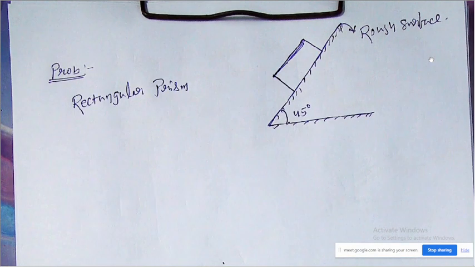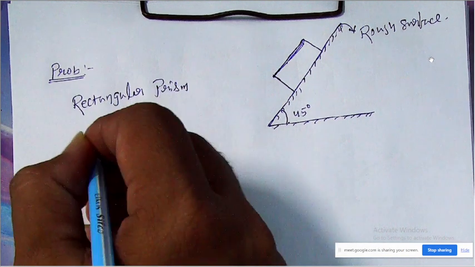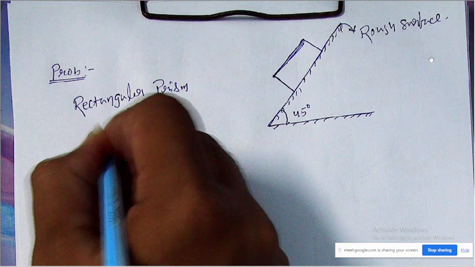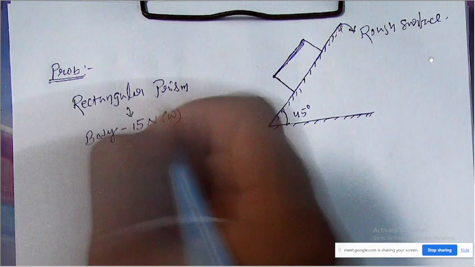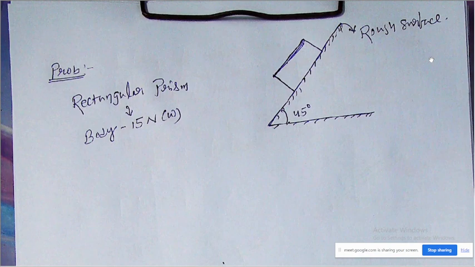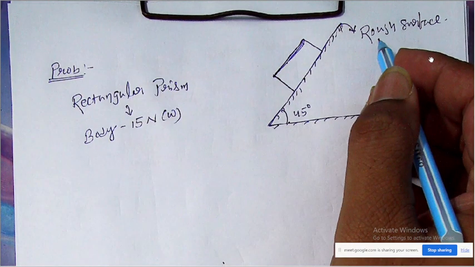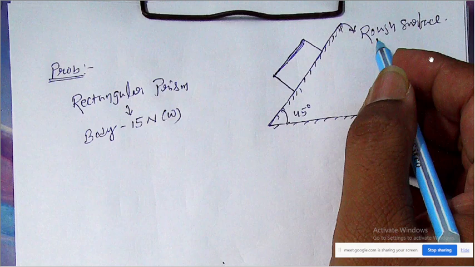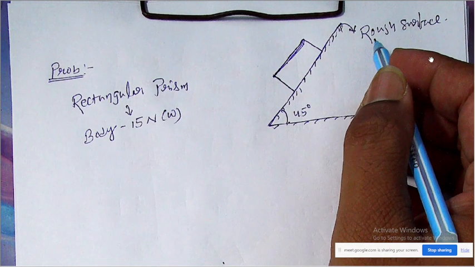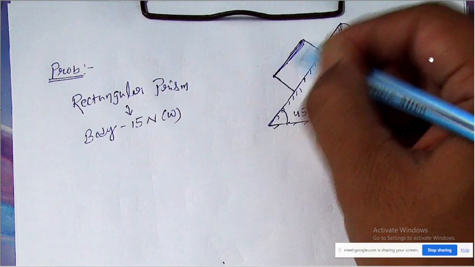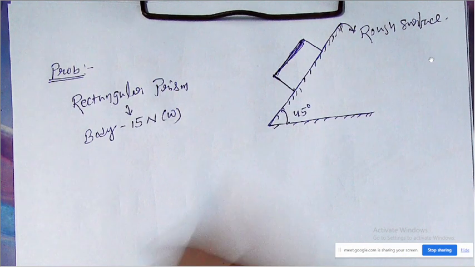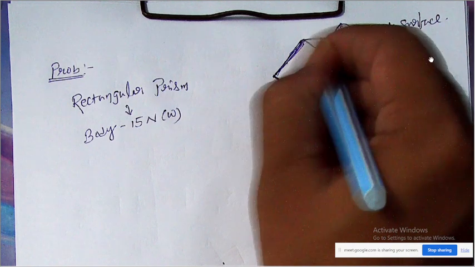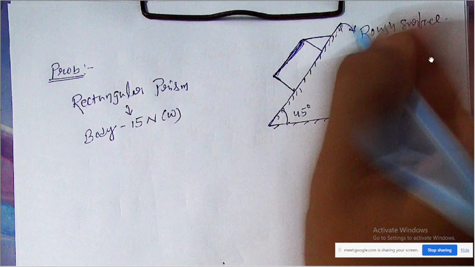And the weight of the body, which is rectangular prism, the weight of the body is given as how much? 15 Newton. And it is resting on which surface? Rough inclined surface as shown in the figure. Now, is the body in equilibrium? If you place this, is it in equilibrium? No, sir. The body will go down.